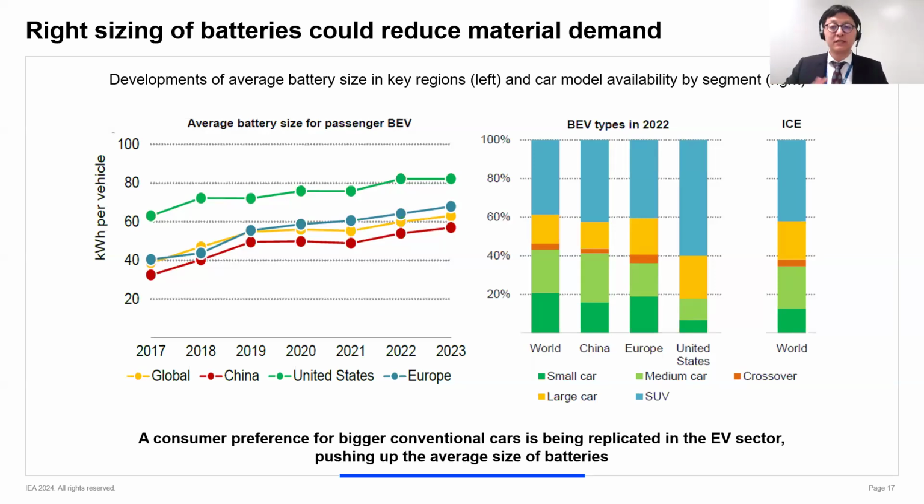If somehow policymakers and consumers can tame this trend and keep battery size growth relatively minimal, this can yield a lot of reduction in material demand. And this is one of the key measures that can reduce the potential supply strains in the future.